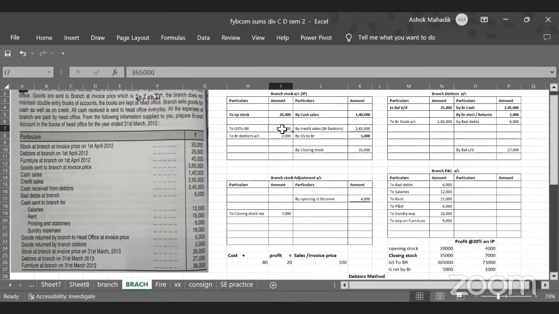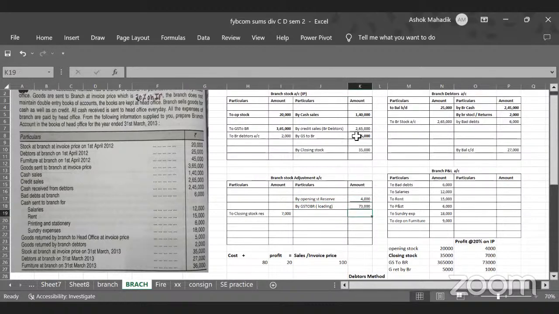Then goods sent to branch was on the debit side. So profit will be reversed on the credit side. We'll write by goods sent to branch. It is called as loading. We can write profit also if you want. What is the value? 73,000.